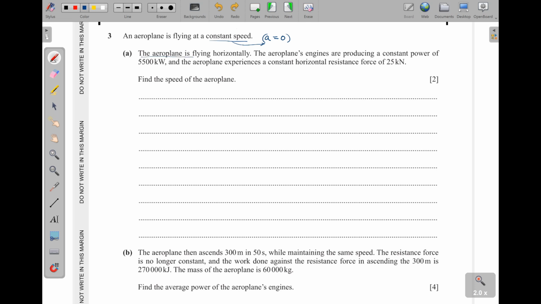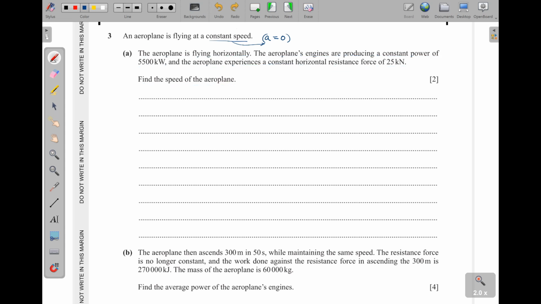Part A. The airplane is flying horizontally. The airplane's engines are producing a constant power of 5,500 kilowatts, and the airplane experiences a constant horizontal resistance force of 25 kilonewtons. Find the speed of the airplane.